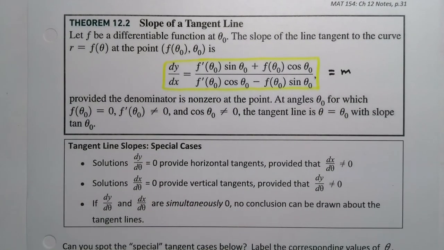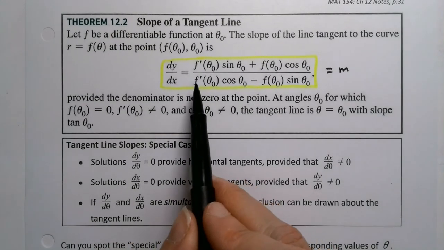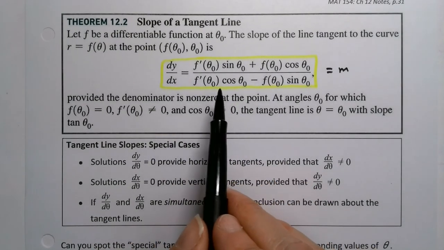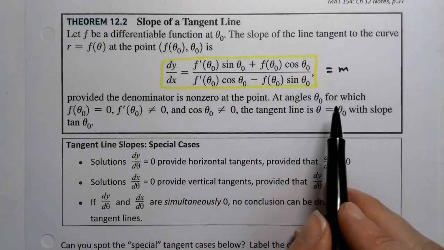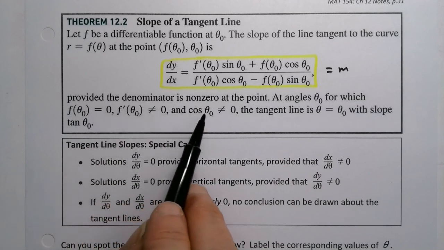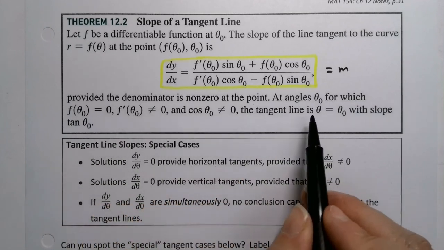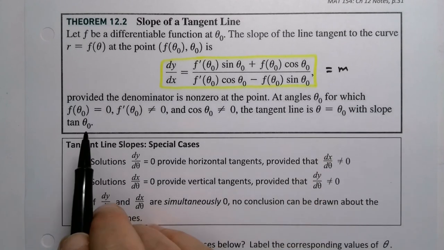At a polar curve. Provided that the denominator is non-zero, of course, because we cannot have the denominator being 0 ever, and that continues on. At any angles theta 0 for which f of theta is equal to 0, f prime of theta is not equal to 0, and cosine of theta is not equal to 0, the tangent line is theta equals some constant with slope tangent of theta.